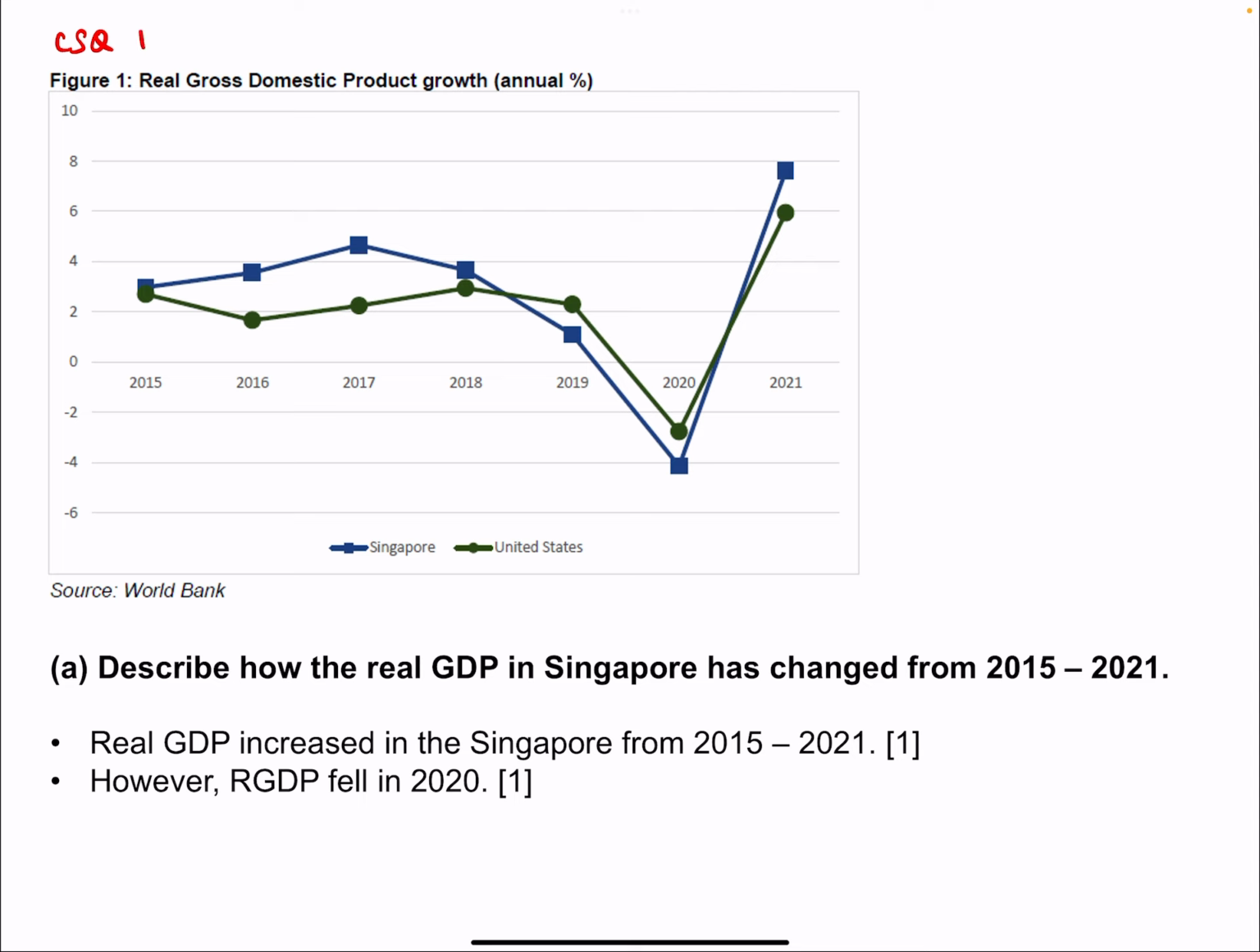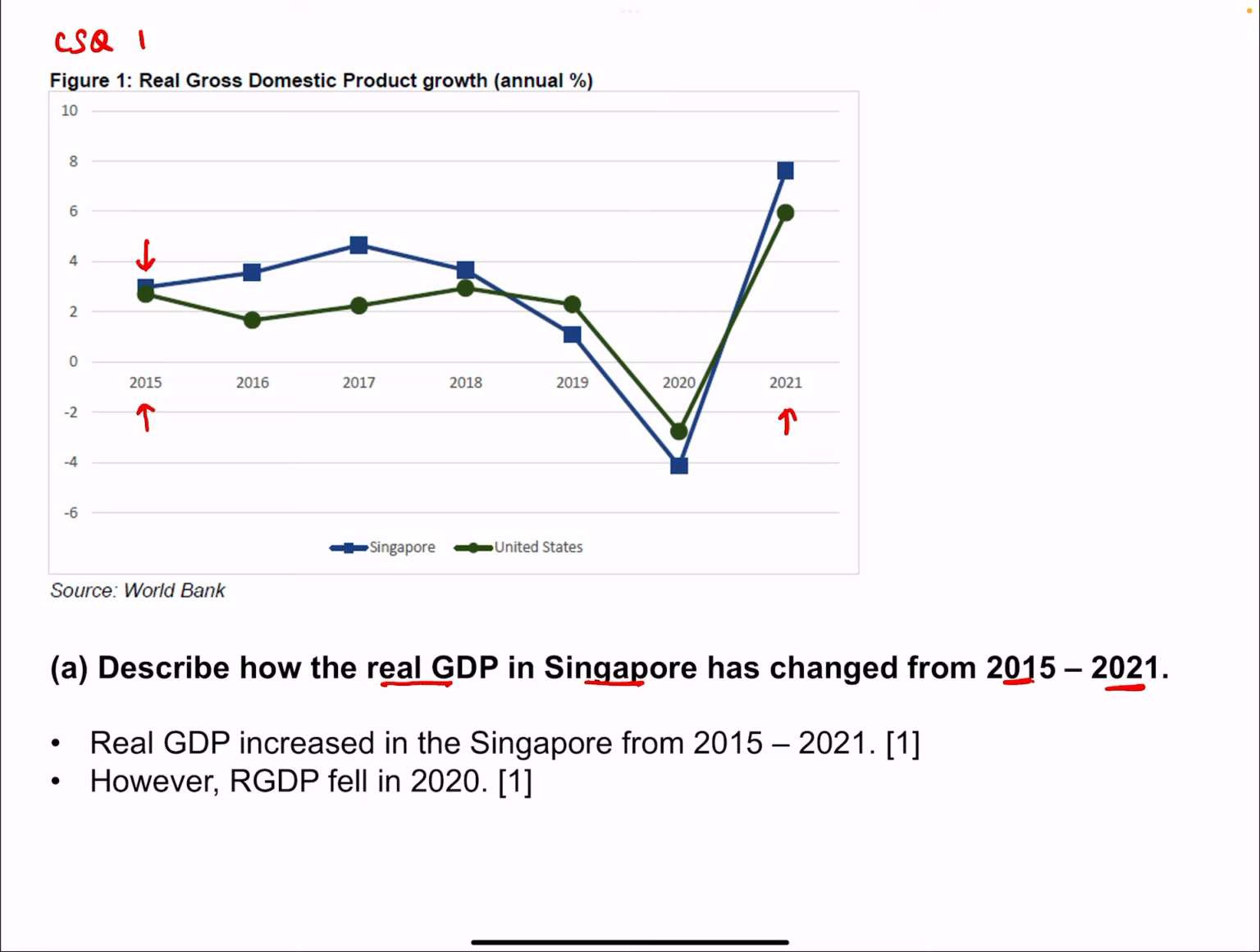Okay, so let's start with the first question. The first question asks you to describe how real GDP in Singapore has changed from 2015 to 2021. Then they give you figure 1. Figure 1 has data from 2015 to 2021, so that's great. There's no need to chop off anything. And they ask you for Singapore's data, which is the blue color one. On your worksheet you don't have color, so for you guys, the one with the squares.